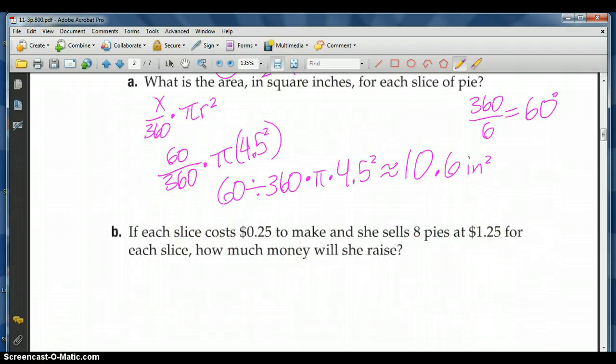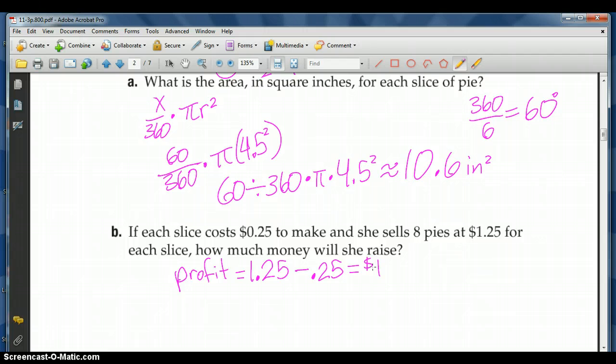Part B, if each slice costs 25 cents to make and she sells 8 pies at $1.25 for each slice, how much money will she raise? So let's figure out our cost here. If each slice is 25 cents to make and she's selling them for $1.25, what will her profit be? Profit will be equal to selling price minus cost to make. So she's basically making $1 on each slice.